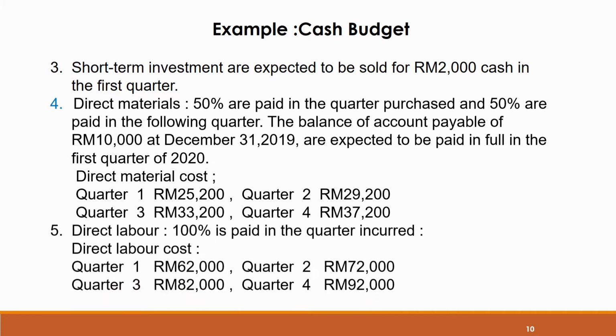Number 5, direct labor. 100% is paid in the quarter incurred. So you are given the direct labor cost. Quarter 1, Rm 62,000. The second quarter, Rm 72,000. The third quarter, Rm 82,000. And the last quarter, Rm 92,000. So we have to record in the cash disbursement or cash payment.